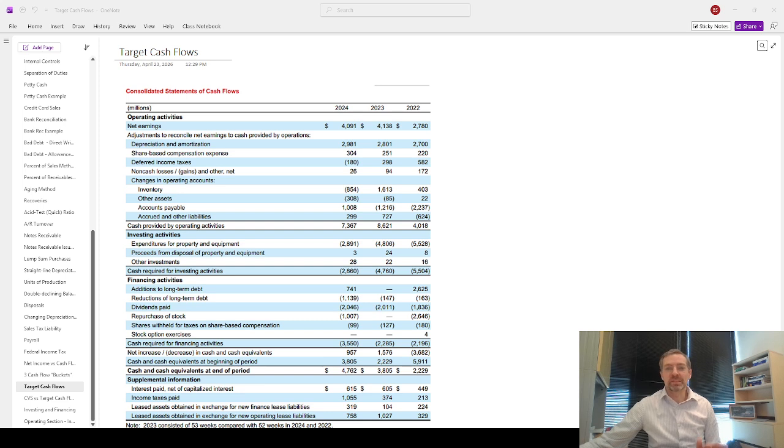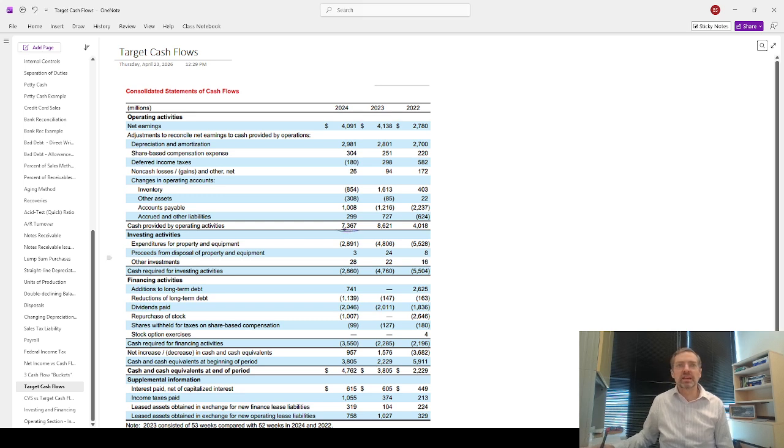That's not what it means, which is why I said earlier that the only number that really has meaning to investors is the last number, the cash provided by operating activities. All of these numbers by themselves do not have meaning. So you can't say we got $3,000 from depreciation or we spent $854 million on inventory. It's not really what it means.